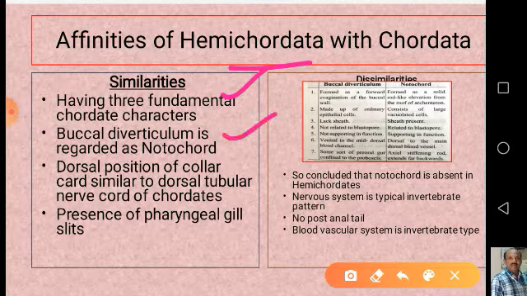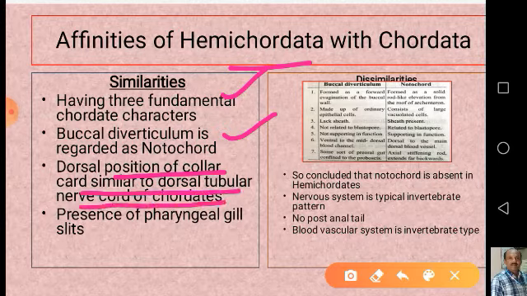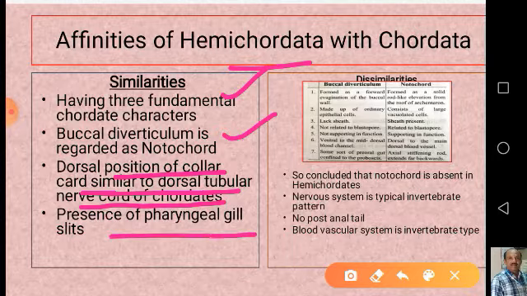Just now we have discussed Buccal diverticulum, which is present in the proboscis region of the Hemichordates, was regarded as notochord. Then the dorsal position of collar cord is similar to the dorsal tubular nerve cord of chordates. So in the collar there is a cord-like structure called the collar cord, which is dorsal in position, and this dorsal nerve cord is similar to the dorsal nerve cord of the chordates. And we have seen that many pharyngeal gill slits are also present in the hemichordate. These three main characters show that the hemichordata may be placed under chordate.